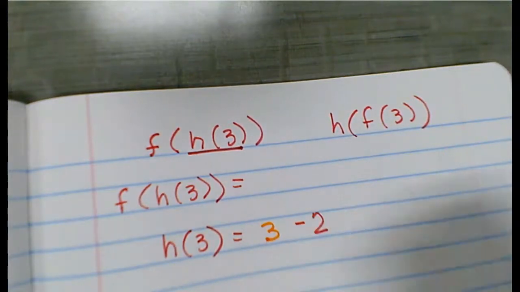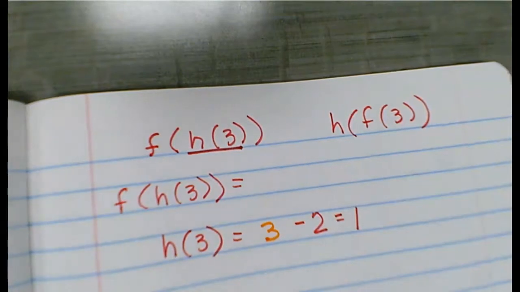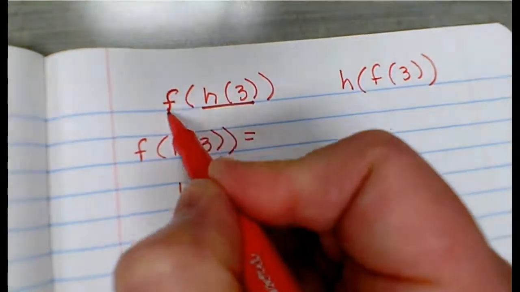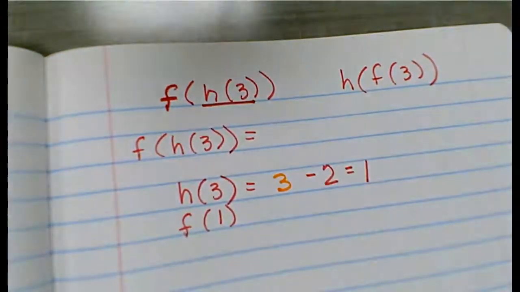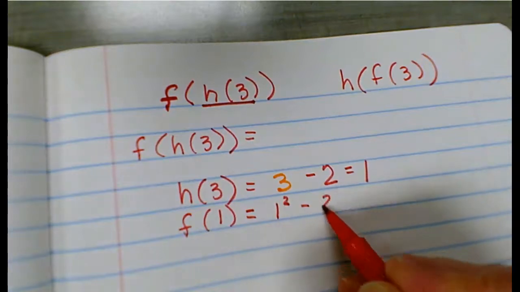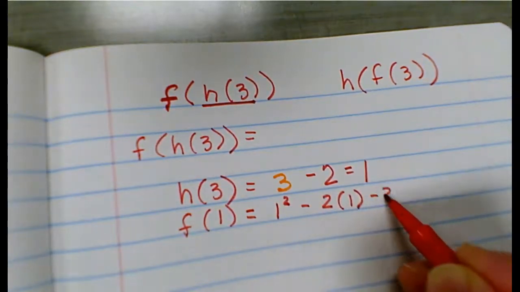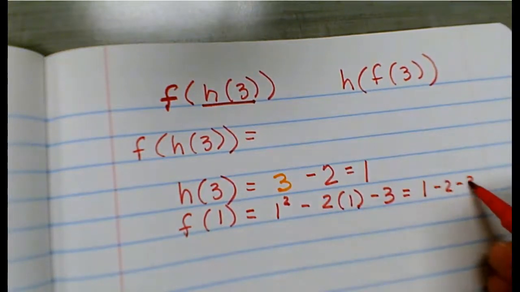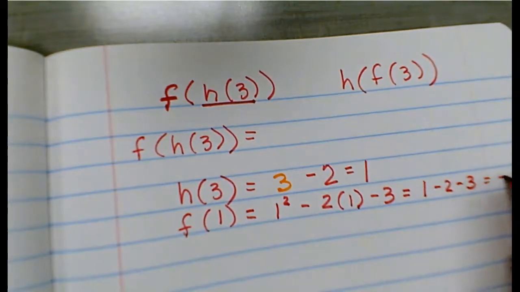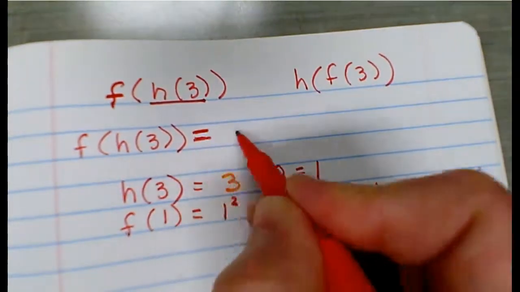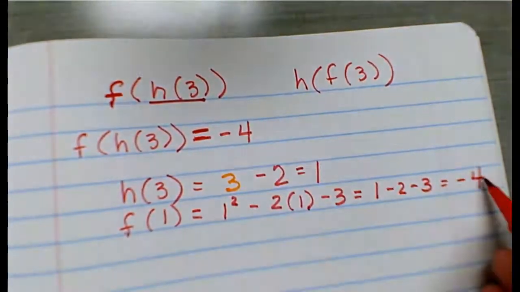3 minus 2 would be 1, and then we take the 1 and put it in the function called f. And so that would be x squared minus 2 times x minus 3. 1 minus 2 minus 3. So when this is all finished, it's equal to negative 4.